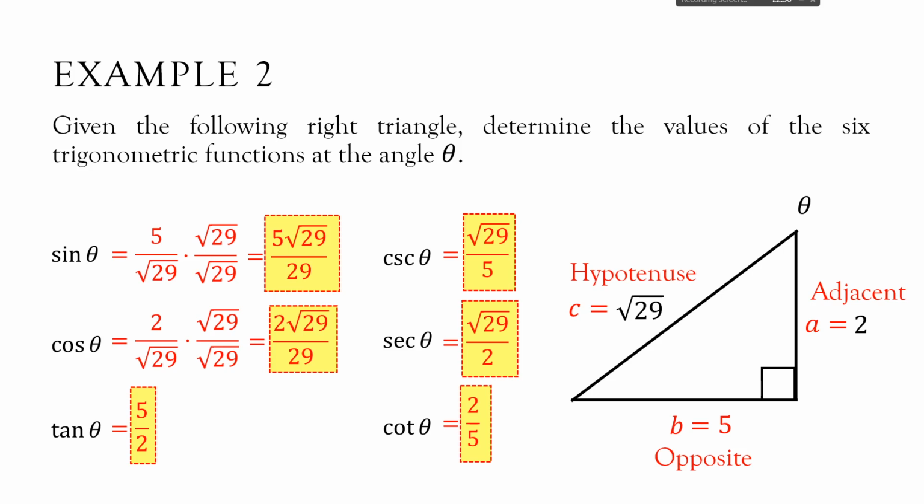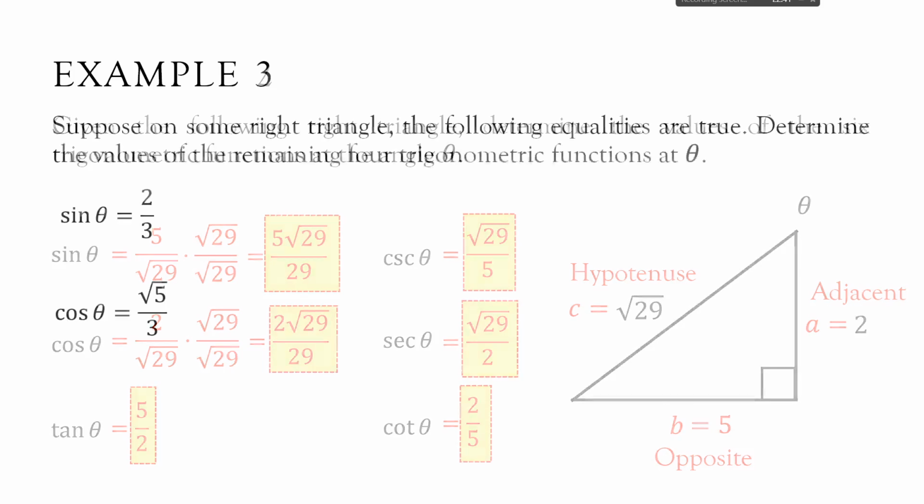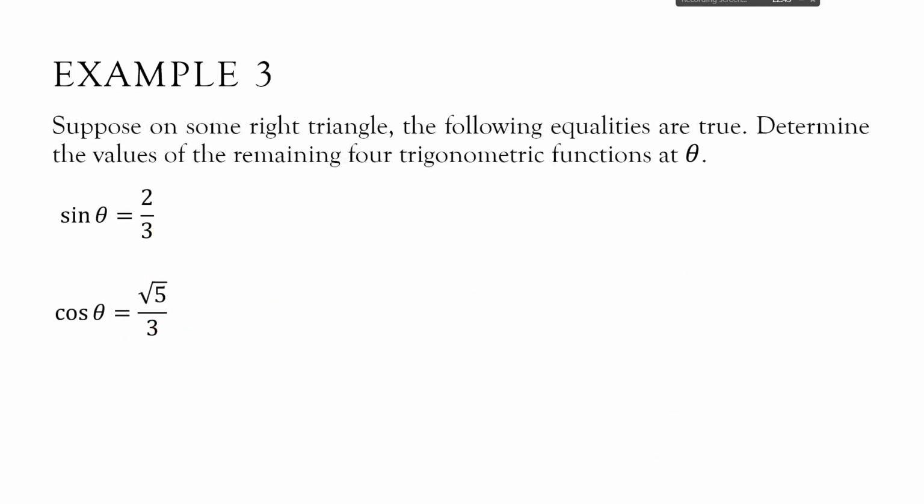Alright, so that's example 2. Now let's move on from here. Last example, I believe this should be the last example. Suppose that on some right triangle, I give you that these two equations are true. Somehow I know that sine of theta is 2/3, and cosine of theta is square root of 5 over 3. Go ahead and try to figure out what are the last 4 trig functions at my angle theta.